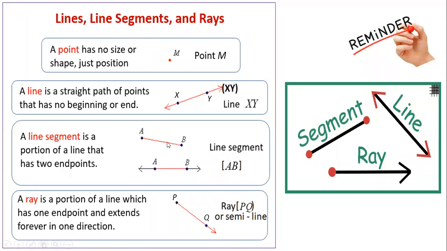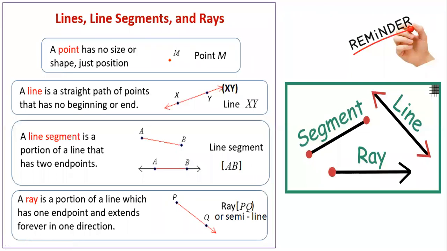So now if we talk about a segment, this is a segment AB. As you can see, a segment AB has two ending points and its length is known. So AB, I can measure it using a ruler, while XY here cannot be measured because it extends, and PQ cannot be measured because it extends from both directions. Any question about the line segment and the ray? Do you have any question? No. Does anybody have any question, guys?